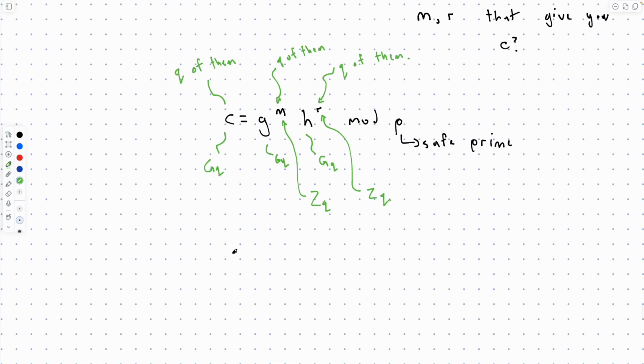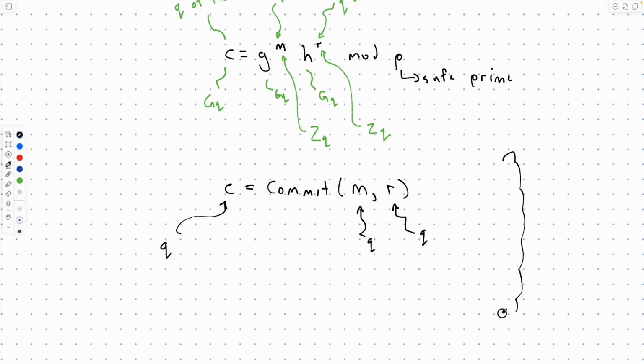Okay, so I have this crazy equation, and I'm going to simplify it by just putting it back in functional form. So I'm going to say it's the commit of a message and a randomness. The output of this, there's Q. How many inputs do I have? Well, I have Q choices of M, and I have Q choices of R. Okay, so I put Q M values in, Q R values, and I get out Q values. Okay, so here's the inputs.